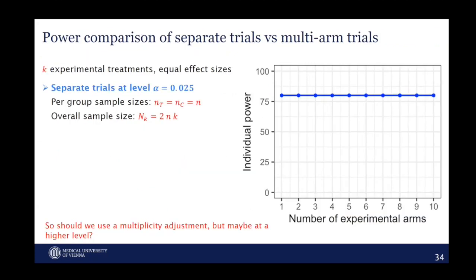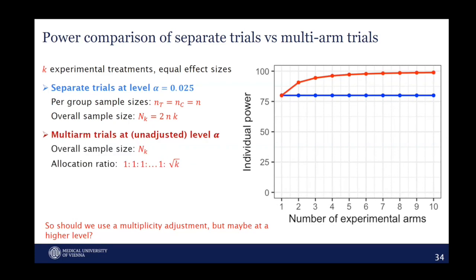So let me illustrate this with an example. Assume we test K treatments, all with the same effect size. If we perform several trials, each with per group sample size n to achieve a power of 80%, then the total sample size is 2 times n times K. And now assume we spend the same sample size in a multi-arm trial without adjustment for multiplicity, using the optimal allocation of patients to treatment and control. We see that there's a substantial gain in statistical power for each treatment-control comparison. You can see it in the red line.